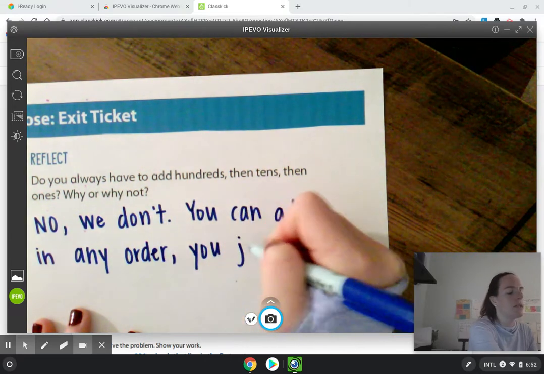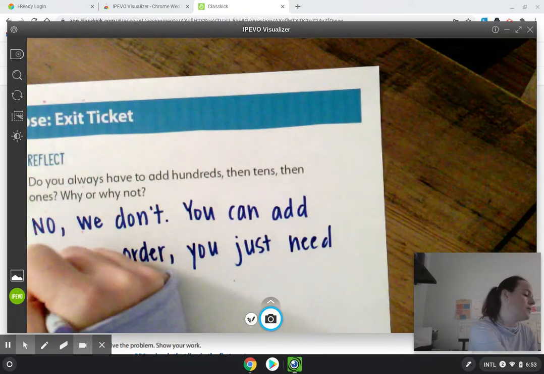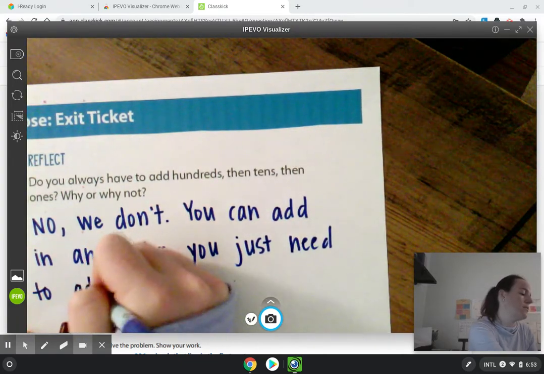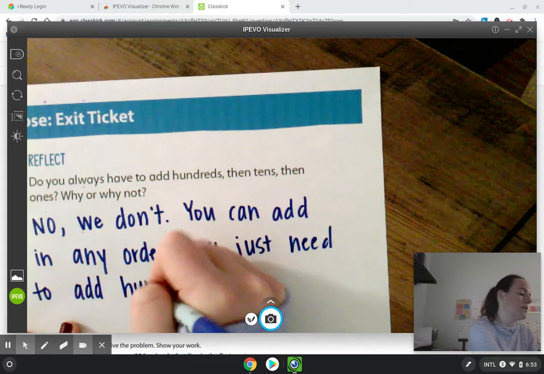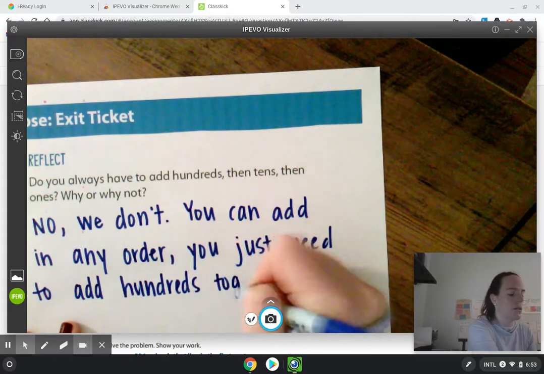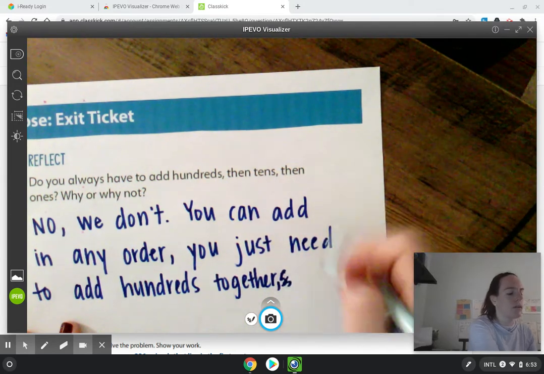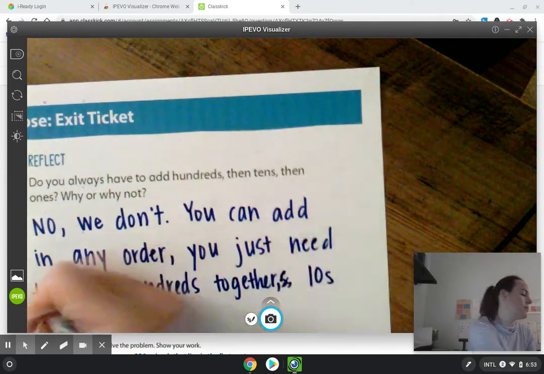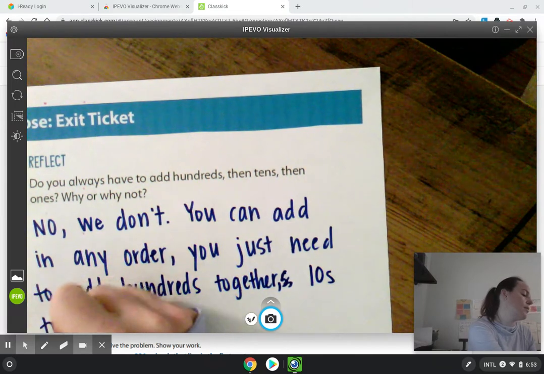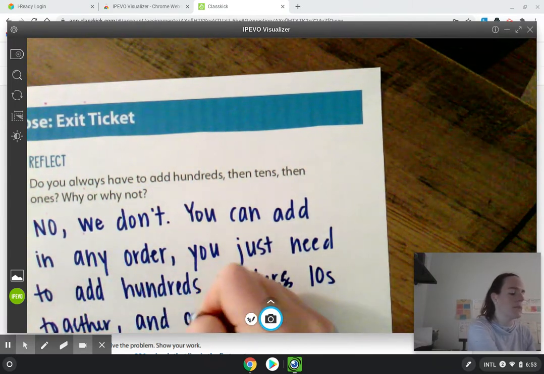You just need to add hundreds together, tens together, and ones together.